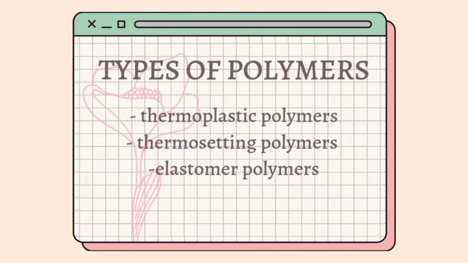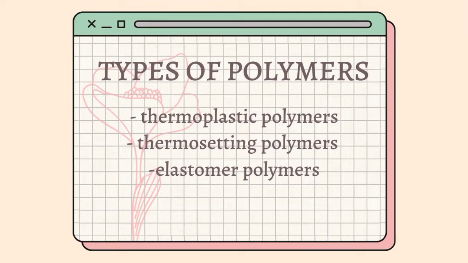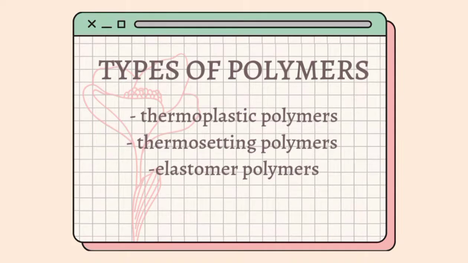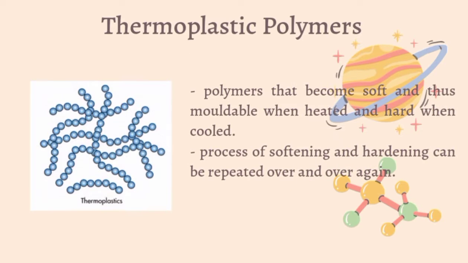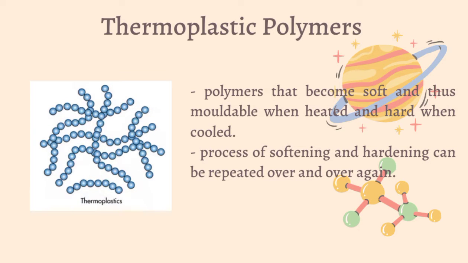There are three types of polymers: thermoplastic polymers, thermosetting polymers, and elastomer polymers. Thermoplastic polymers become soft and thus moldable when heated and hard when cooled. The process of softening and hardening can be repeated over and over again.